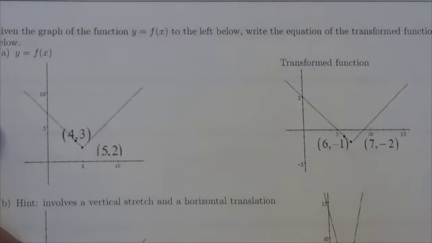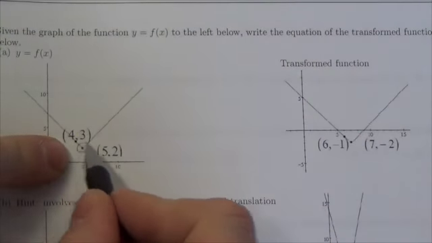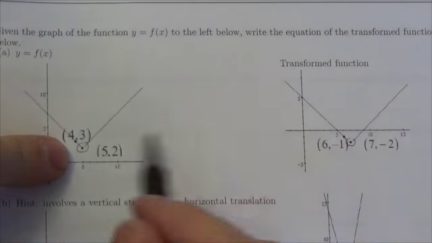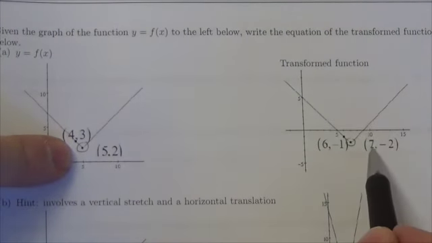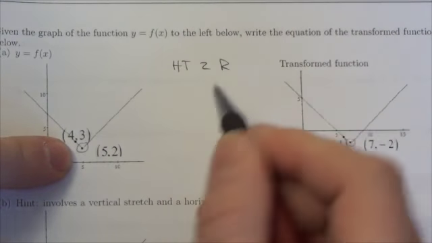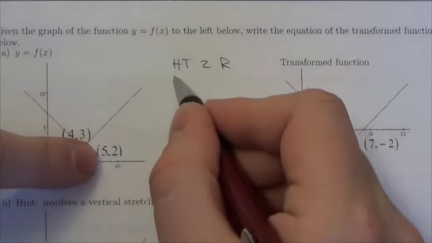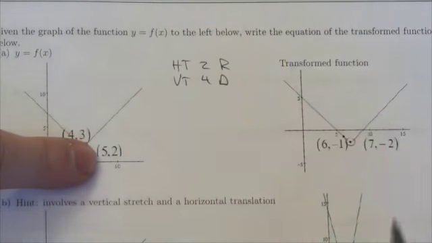So this really becomes just a matter of translations. So let's just take a quick look, for example, at the vertex here. Okay, it was at (5, 2), now it's at (7, -2). So that looks like a horizontal translation, 2 to the right, to go from 5 to 7. And to go from 2 to -2 looks like a vertical translation of 4 down.